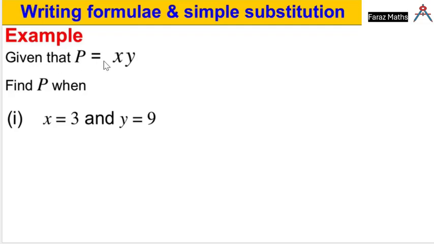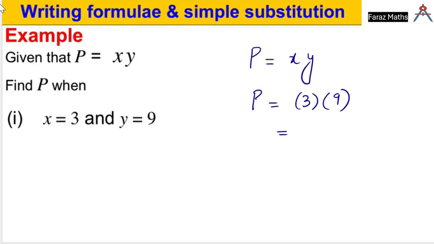The next question here is, given that P is equal to XY, find P when X is 3 and Y is 9. Okay, this is the question, P is equal to X times Y. P is equal to XY. So we have to use the formula XY and just multiply these two numbers, 3 and 9. You can use the brackets to multiply. 3 9s are 27.